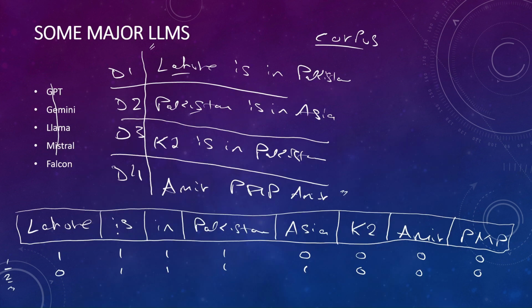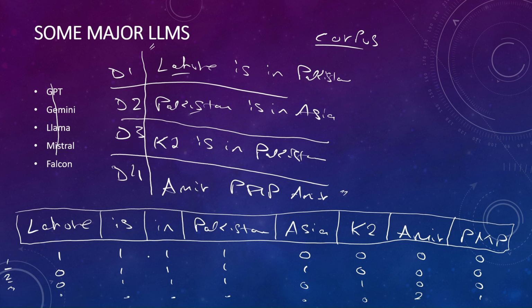Then in D3 we have the same thing, 0, 1, 1, 1, 0, 1, 0, 0. And in the last one, all are 0 except 2 and 1. So in the last sentence, D4, we have Amir coming two times, and we have PMP coming one time. All others are 0.